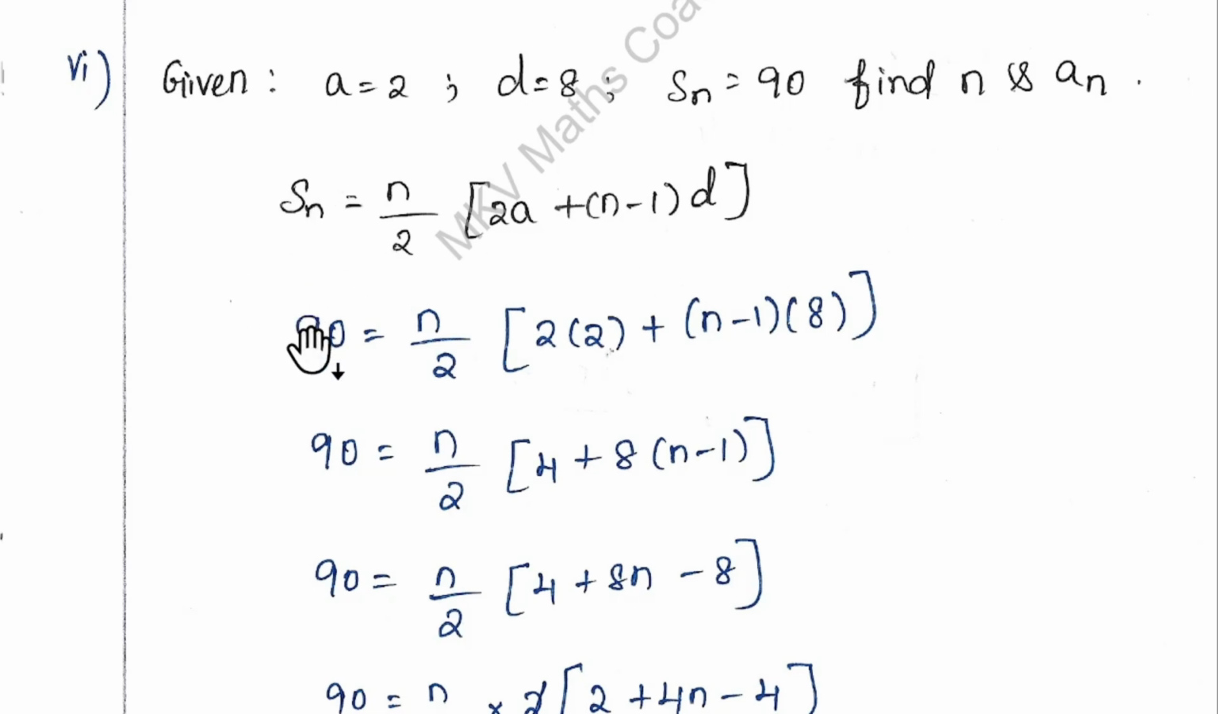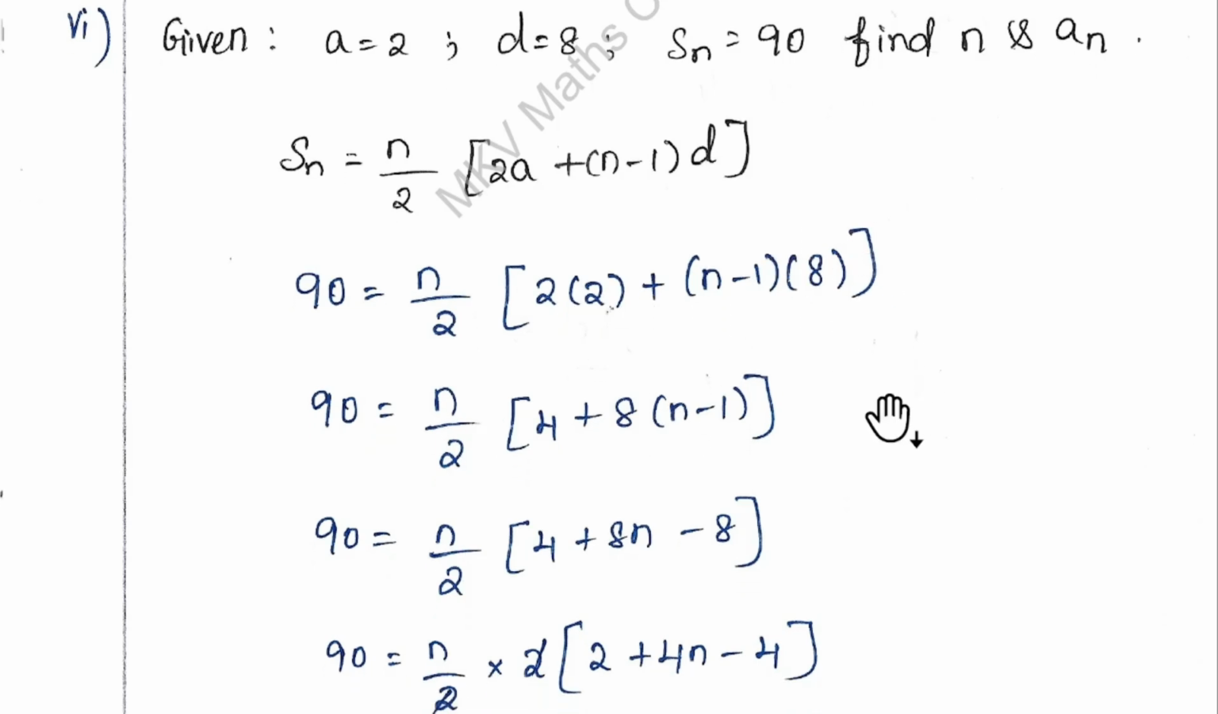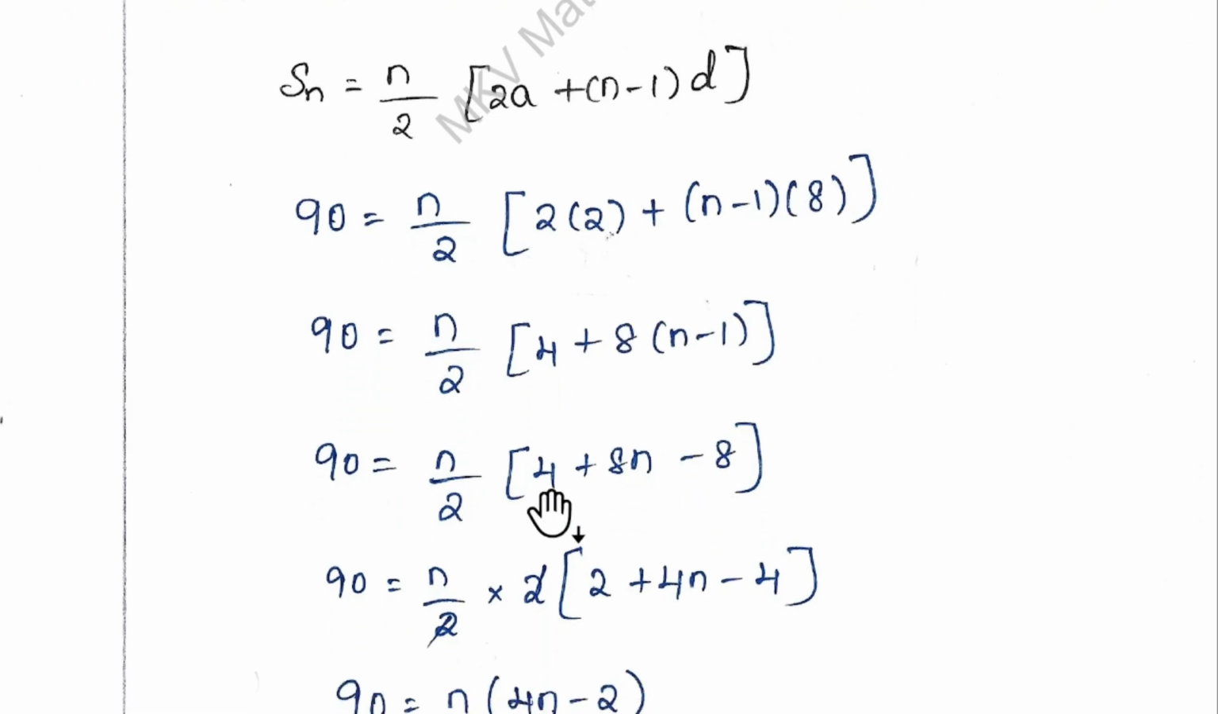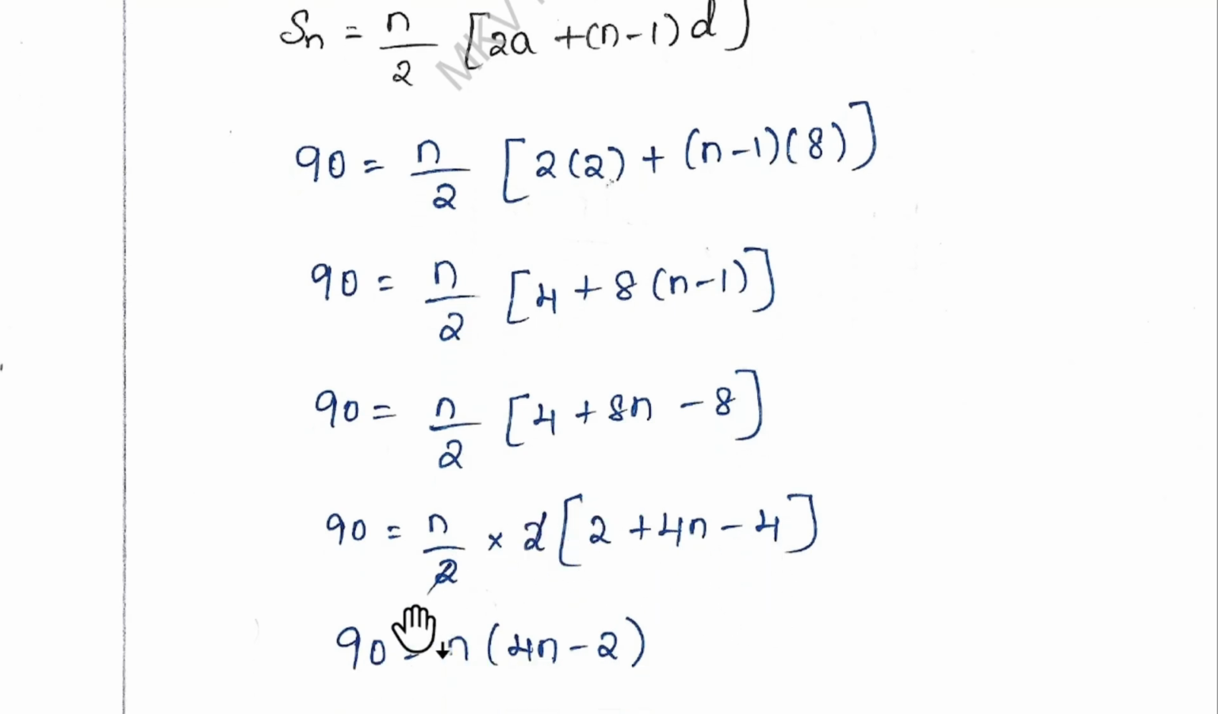So I'm just substituting Sn as 90, n by 2, 2 into a as 2 and n minus 1 into d as 8. Okay. So just multiply it inside, 2 times 4, and 8 into n minus 1. I'm multiplying 8 inside. So all these three terms have two multiples, right? So I'm taking 2 common out. So 2 plus 4n minus 4. So again I can cancel the 2 here. 2 minus 4 is minus 2.